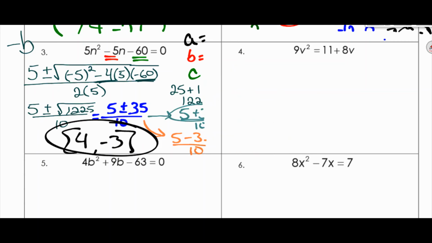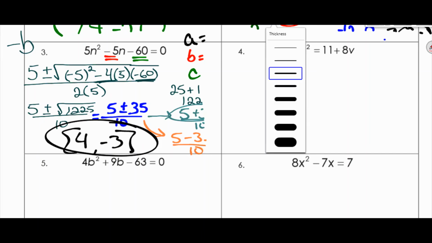All right, number 4 is not in standard form, so I have to rearrange that. I have to get everything on one side. I just happen to like having everything on the left side. It really doesn't matter, but it's also going to keep my front numbers positive, so I like that. I'm going to subtract the entire thing in one step. Actually, no, I'm going to subtract that in 2 steps.